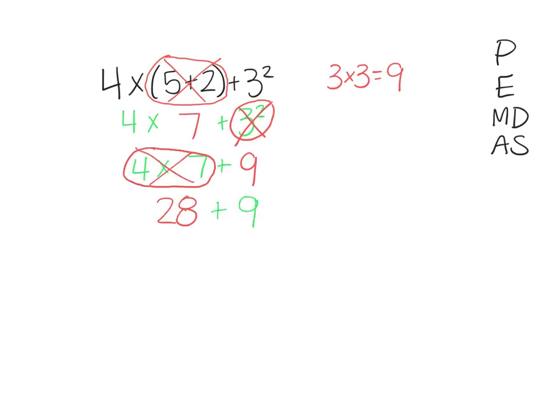Then I look back at my order of operations. Any more multiply and divide? Nope. Any add and subtract? Yep, I have an add. So I'm going to do 28 plus 9, which I know equals 37. That would be your answer.